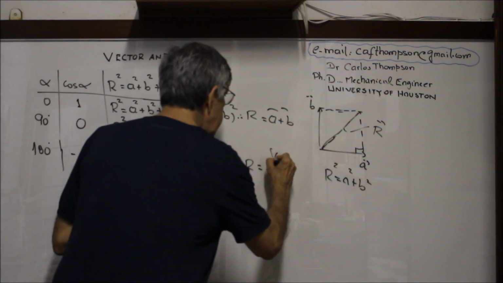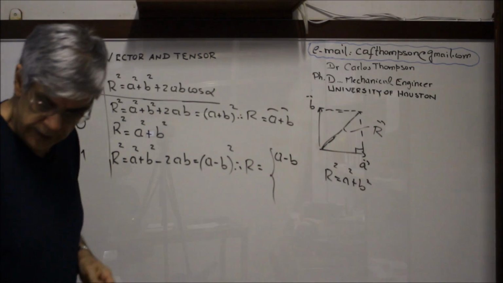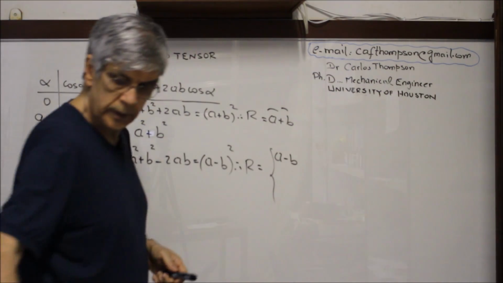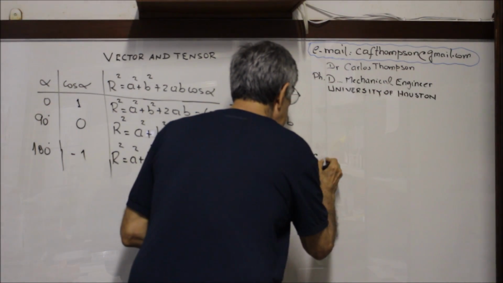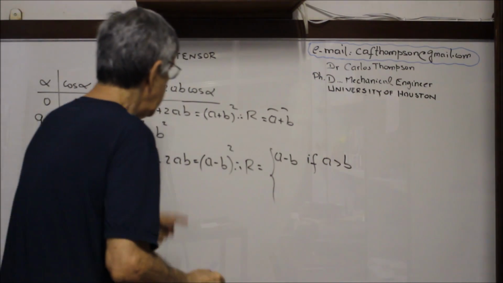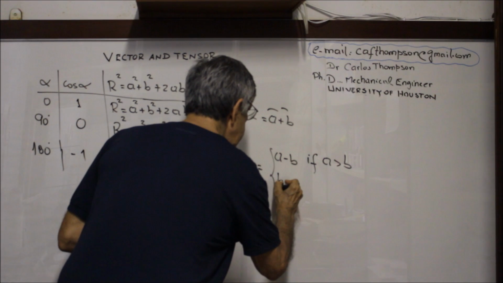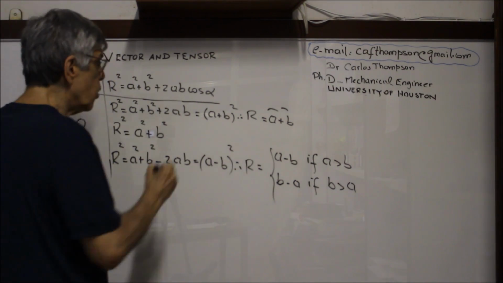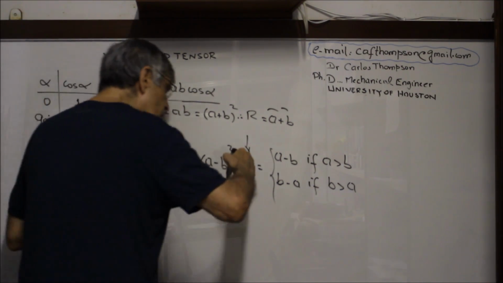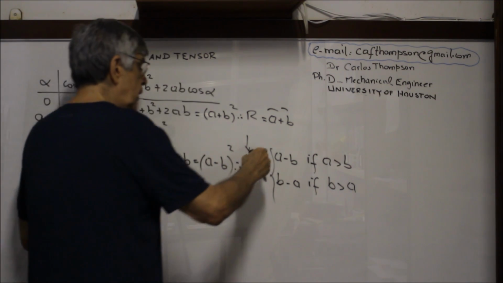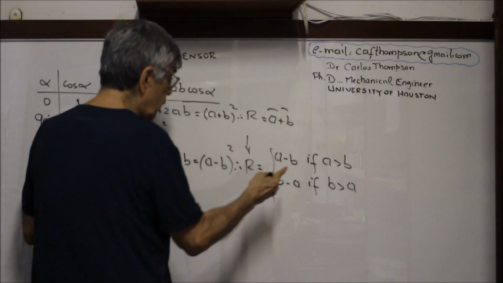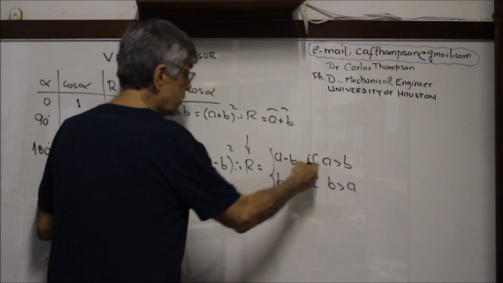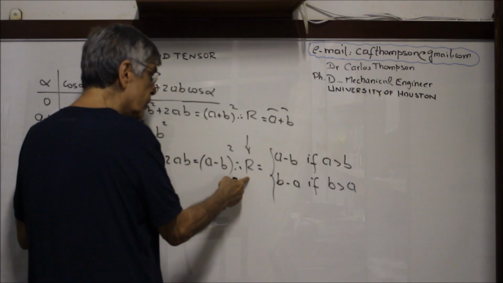R is equal to A minus B, if A is greater than B, and it will be B minus A if B is greater than A. Why? Look, this is a magnitude. It is always positive. Now, if this magnitude is greater than B, it's okay. For instance, this is 10, this is 3, so the difference will be 7. It's okay because r is always positive, the magnitude.